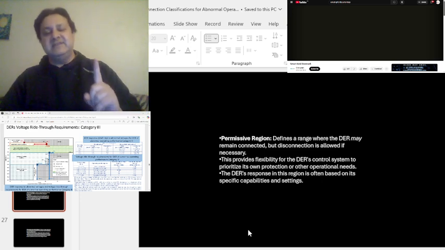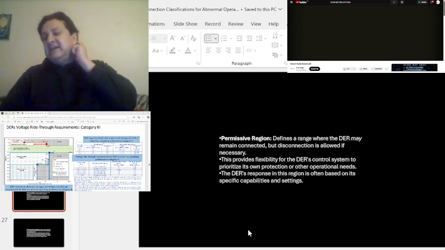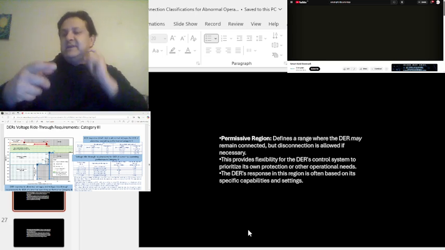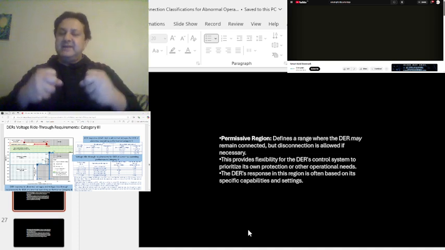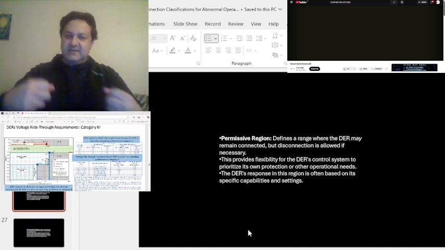Now the permissive region defines a range where the DERs may remain connected, but disconnection is allowed if necessary. This is a second stage. It is less than the mandatory. So permissive is okay, it's better that you remain. If not, you can disconnect.